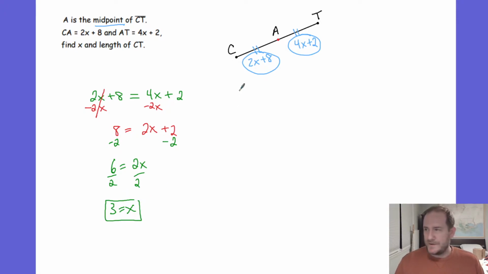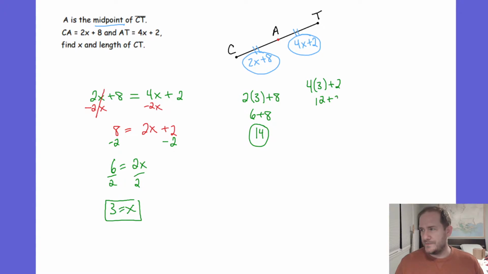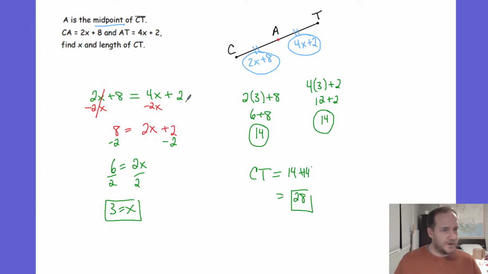Okay, hey, great. Now we know that when we go to plug the 3 in, we get 2 times 3 plus 8, which is 6 plus 8, which is only 14. And then this other side should be 14. And this time if we go 4 times 3 plus 2, then we get 12 plus 2, which is 14. So they did come out the same. So now I know that 3 is right. I haven't made another mistake. I apologize again for that. But this means that the total length of CT is the 14 plus 14, aka 28. So there's your 2 values. Sorry, I made a bit of a mess of that, but hopefully you guys get it now.